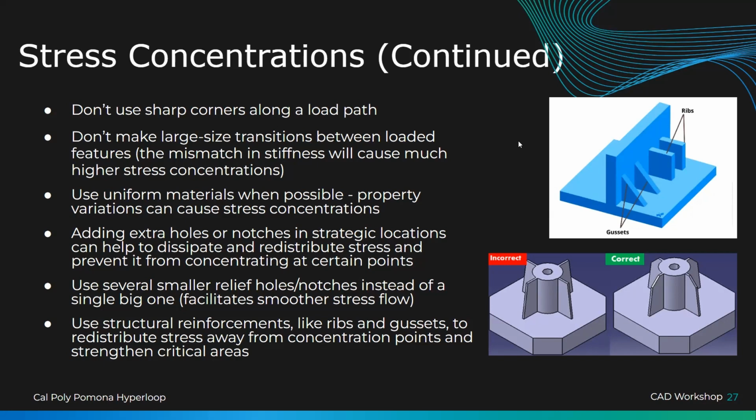Also, you can see right here there are examples of ribs and gussets. You can use these to redistribute stress away from concentration points again and to strengthen critical areas. I know we didn't really get to do a whole lot of it, but this is something I wanted to show briefly because I don't think we've ever covered this and it's important.